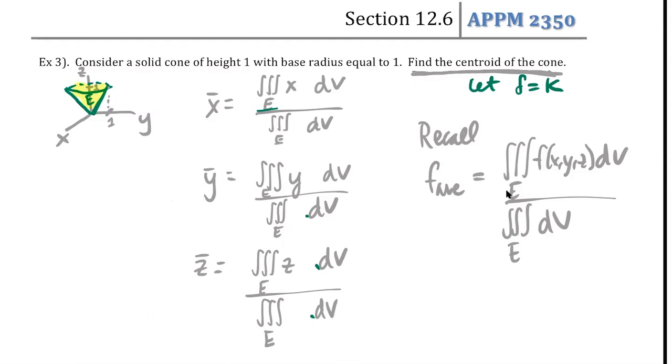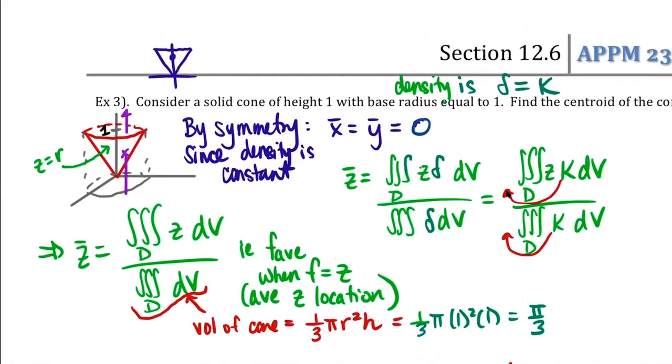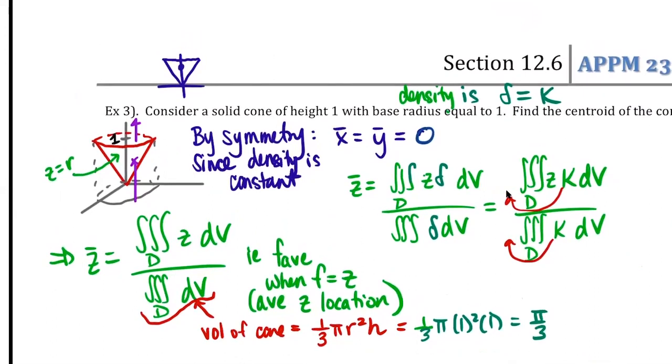Okay, so I'm going to jump to the next page. So by symmetry, you should be able to argue that x bar and y bar are going to be 0, because we're asking for the average x and y location of the cone and inside the cone as well. And so z bar is really the only one we're going to need to calculate. And the denominator of z bar is asking for the volume of the cone. We can just use geometry for that. We know a volume of a cone is 1/3 pi r squared h. So that volume is just pi over 3. Okay, so really all that we have left to calculate is this triple integral in the numerator.